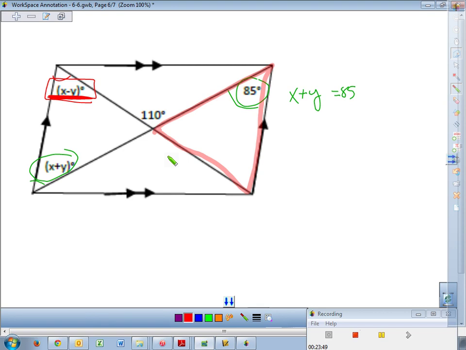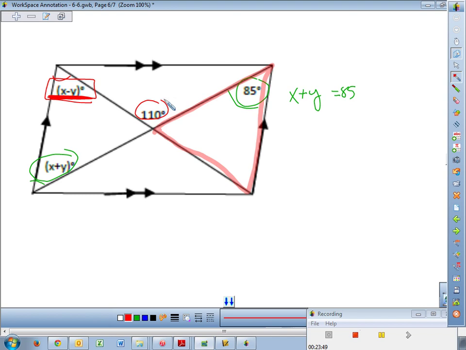I could find another one. How can I find another one, Megan? This 110 and this angle right here are special. What's so special about those two? They're a what? Linear pair. If this is 110, this has got to be how much? 70 degrees. Cool. And now you have two angles inside of that triangle.